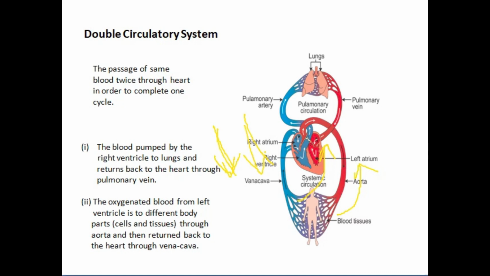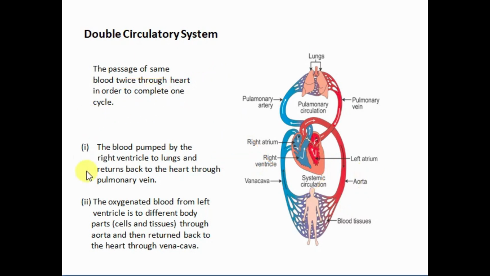Now next we have this topic. So this is the double circulatory system. What is the double circulatory system? This is the passage of blood twice through the heart in order to complete one cycle. So one cycle consists of passage through the heart twice. So that is the double circulatory system.